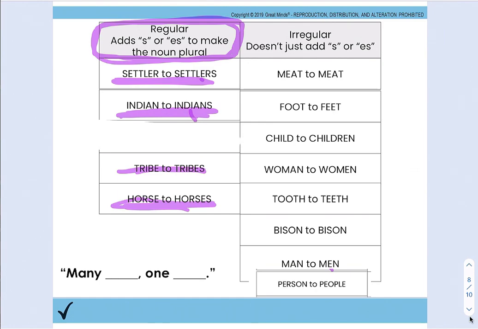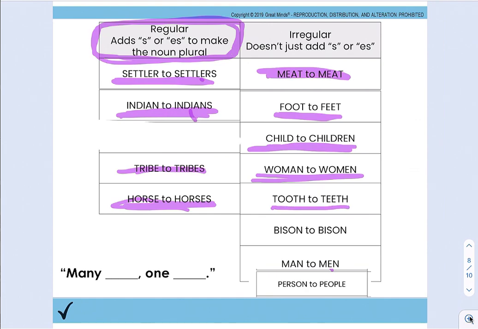There. Okay, so in the irregular category, we should have meat to meat. So that's one of those examples where it stays the same. Foot to feet. Many feet, one foot. And then we had this pair in our practice, child to children. So many children, one child. Woman to women. Again, does not end with an S or an ES, so that is an irregular plural noun. Many women, one woman.